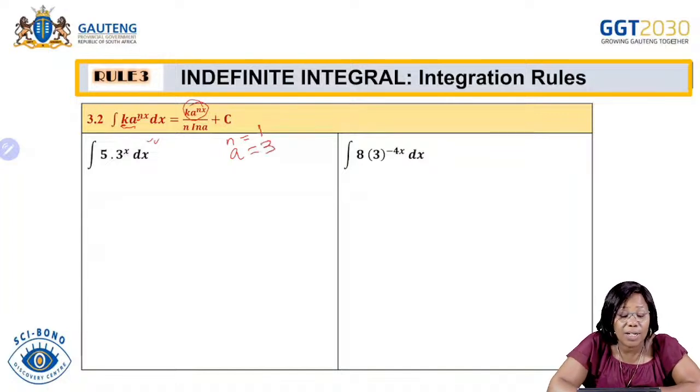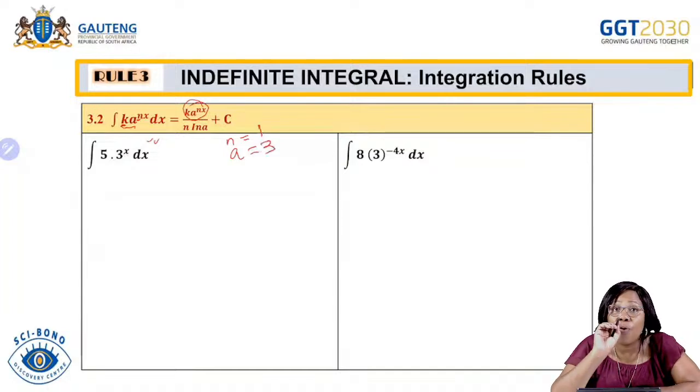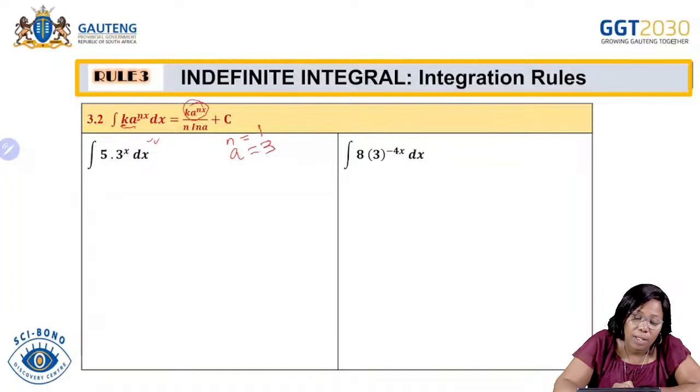Do not touch that 5 that is in front of your 3. The only a value is 3. Do not multiply and say 5 times 3 is 15. That is not allowed, grade 12. You leave it as it is. You follow the rule exactly what the rule says to you.